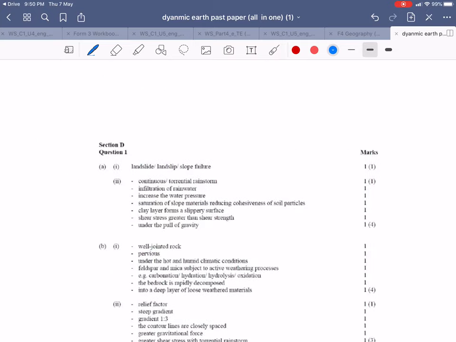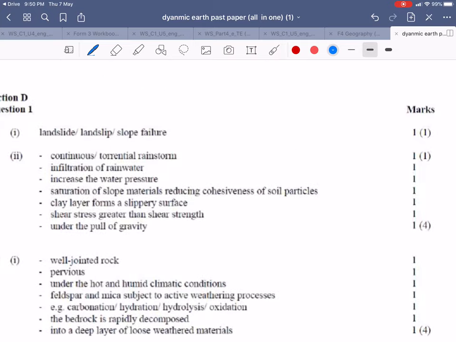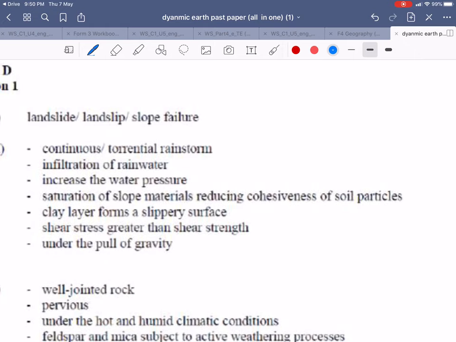Goes to shear stress and shear strength again, okay. Stress larger than shear strength. This one is very important. Rainstorm and infiltration of rainwater increase the water pressure, which is shear stress increase, and then the saturation of the slope materials reducing the cohesiveness of the soil particle, which is shear strength.